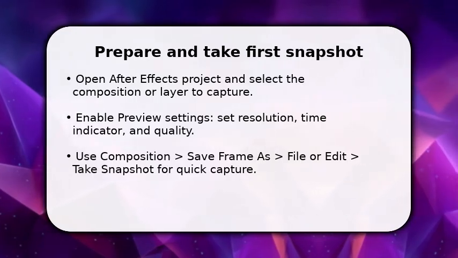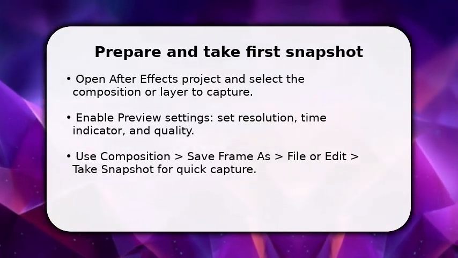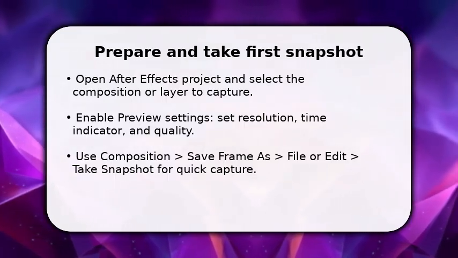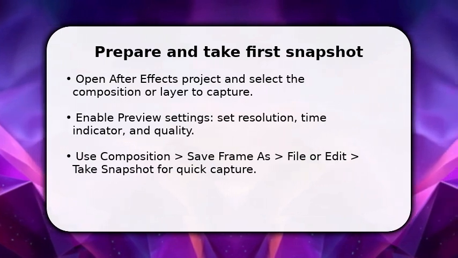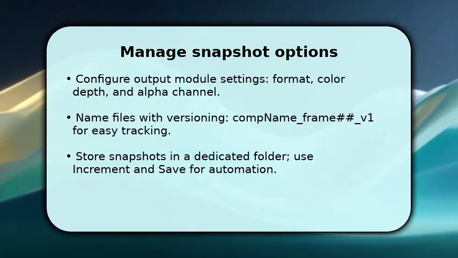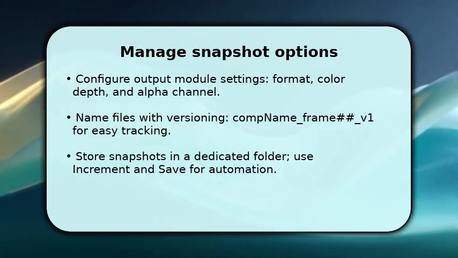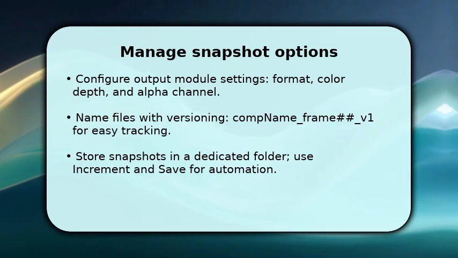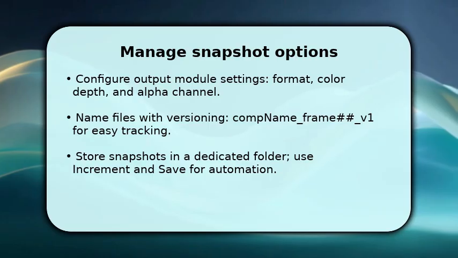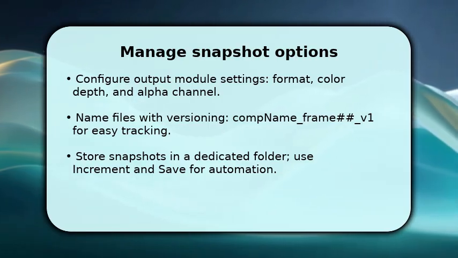You do this because snapshots freeze the render state, letting you compare color, motion blur, or compositing changes without re-rendering the entire timeline. Now you refine how the snapshot is produced. Set output module options so color depth and alpha are retained when needed. You should pick a format that matches your pipeline, TIFF or PNG for lossless, EXR for high dynamic range.